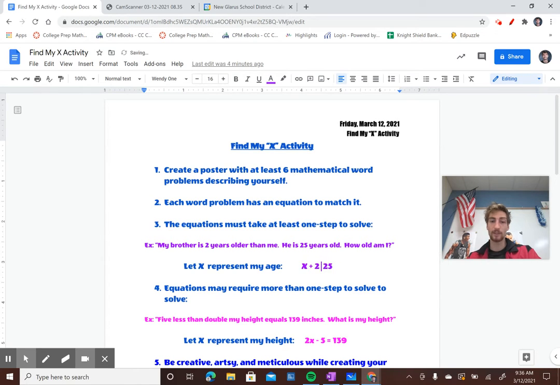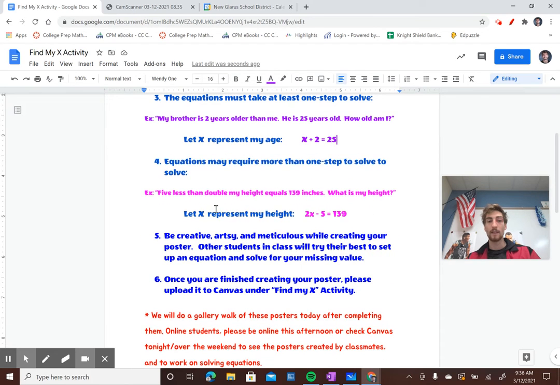If I had rewritten this as X equals 25 minus 2, there isn't really a step that we need to do to get X by itself. All right? And so we don't want X by itself over here on one side of the equation. We want to make it a little bit more difficult, a little bit more complex, like we see in algebra, of X plus 2 equals 25. And then from here, we would solve by subtracting 2 from both sides and getting X alone. All right. That says equations may require more than one step to solve, and here's an example of that.